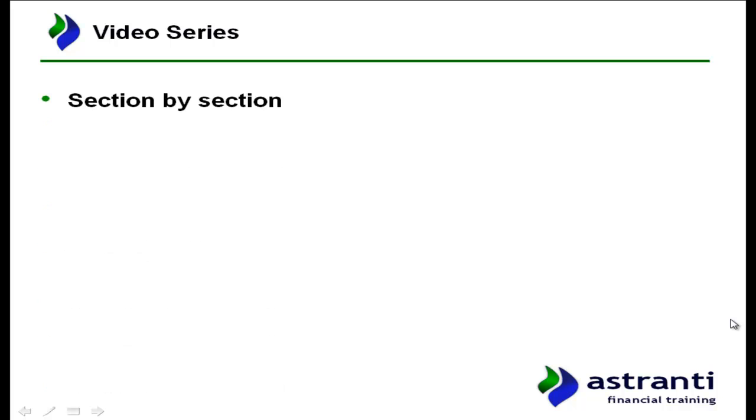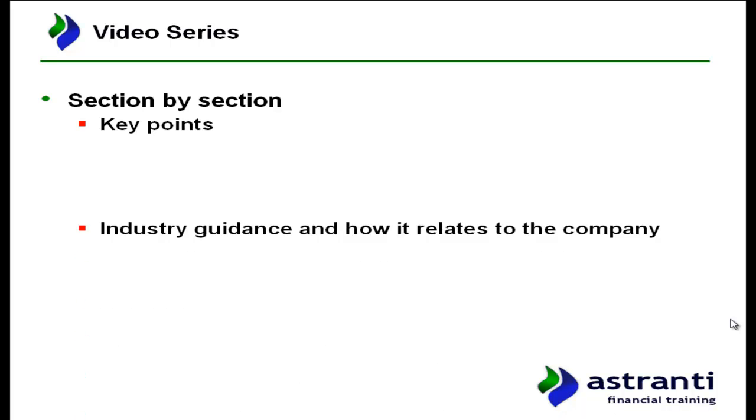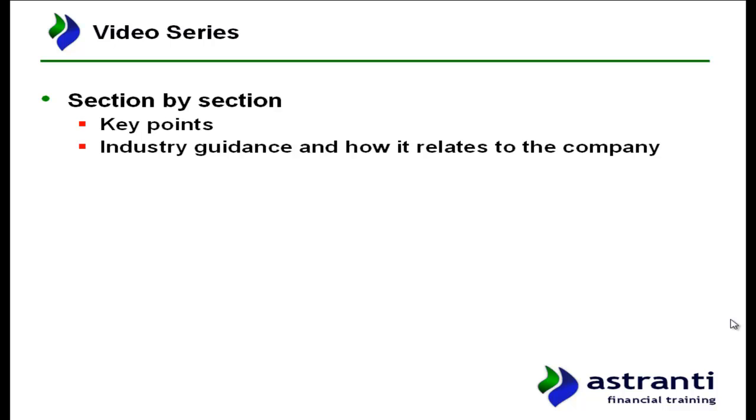First of all, I'm going to be going through the Preseen section by section. This will be a few pages at a time, giving you my thoughts on the information that's there and what this will likely lead to in the actual exam. So I'll be picking out the key points as we go through, and also giving some guidance on the industry itself, relating this back to companies in the real world at times.